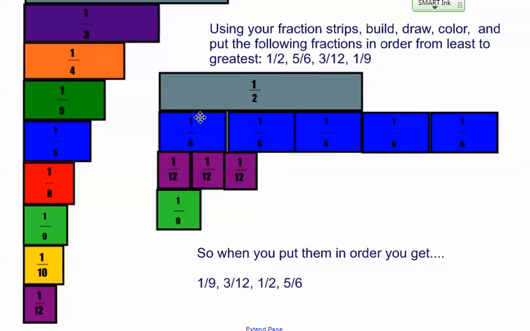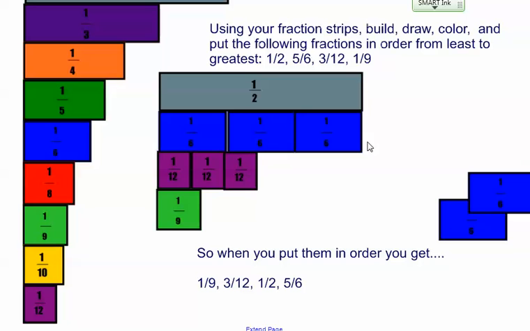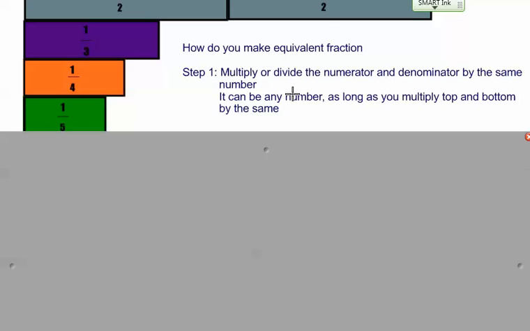Now, one of the other things you should be able to notice here is 1/2 is also equal to 3/6. So if I got rid of this one and this one, do you see how these line up perfectly? So 1/2 and 3/6 are equivalent fractions because they're equal, they take up the same amount of space. So how do you make equivalent fractions? You multiply or divide the numerator and denominator by the same number. Remember, it can be any number as long as you multiply the top and bottom by the same.